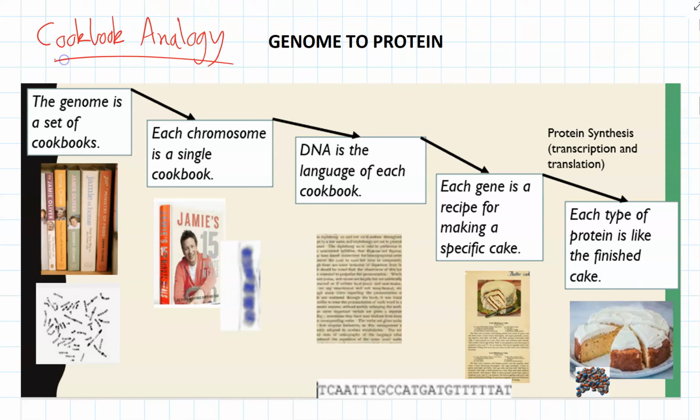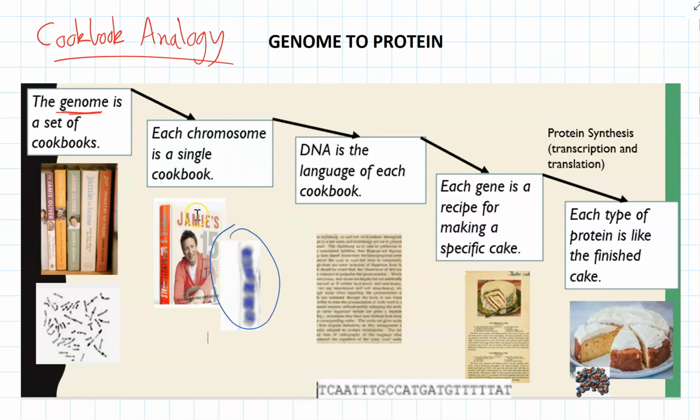So the example using cookbooks here: if you have the whole set of cookbooks on your shelf, that is like the genome. So the genome is all of your genetic information that's contained in one cell. Every cell has these set of cookbooks. They're exactly the same. And it's all the instructions that any cell would need to function. And then if you look at just one cookbook, well, that's like one chromosome. So remember, a chromosome is a single strand of DNA, all wrapped up together. And so that contains some of the instructions because it's only one book in the set.